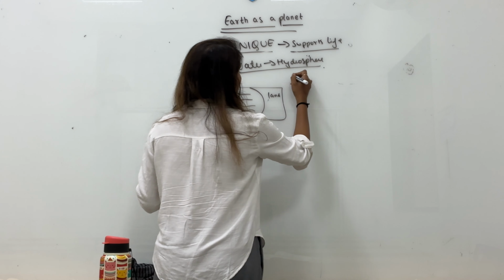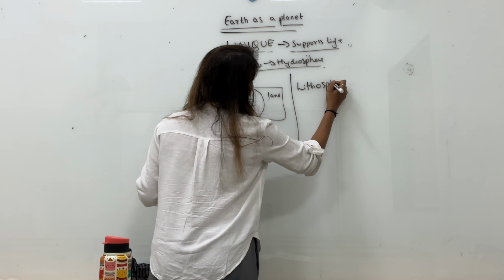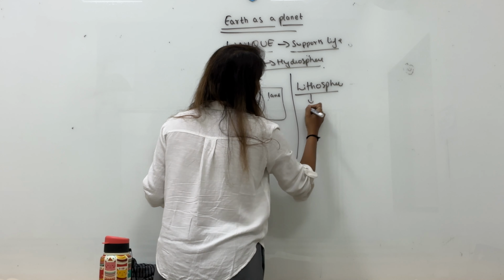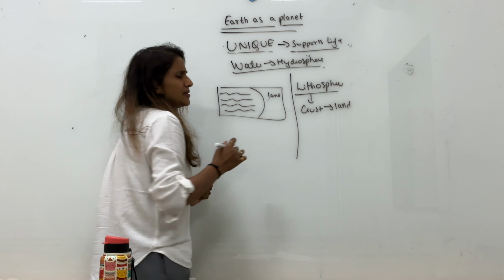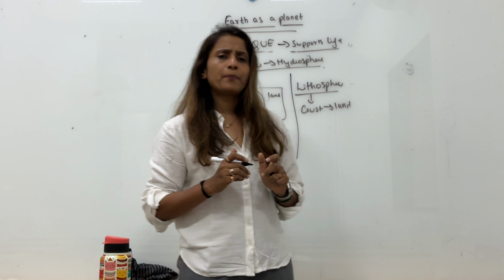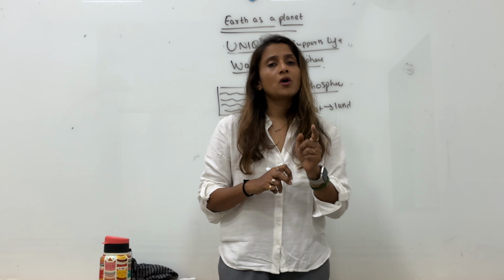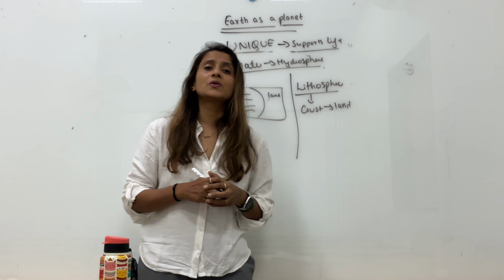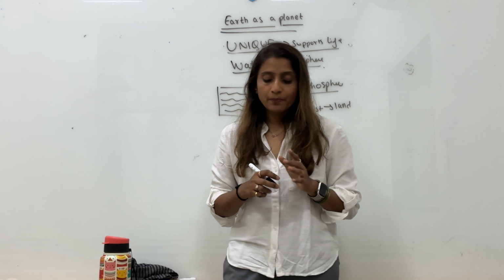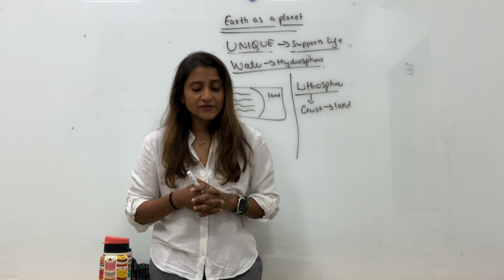Then we have the lithosphere. That also makes life possible on earth. Lithosphere is what? Crust. Means the land. Now kids, what is land made up of? Yes, rocks. What will rocks break and get converted into? Correct, soil. Land is made up of rocks. Rocks will break and lead to the formation of soil.